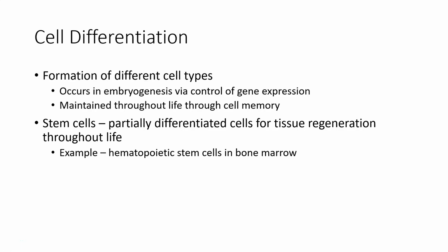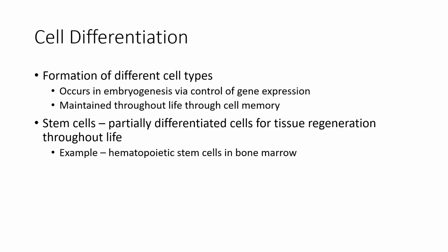So cell differentiation is what we call the formation of the different types of cell. During embryogenesis, alterations in gene expression will drive the formation of different cell types, and that is called cell differentiation. Once a cell has differentiated, it will maintain that throughout the life of that cell because it remembers what kind of cell it is.